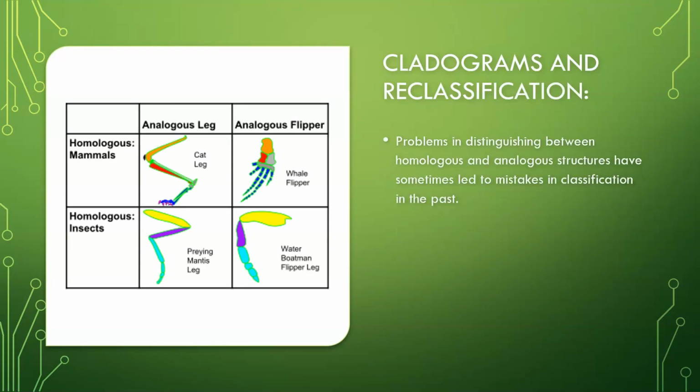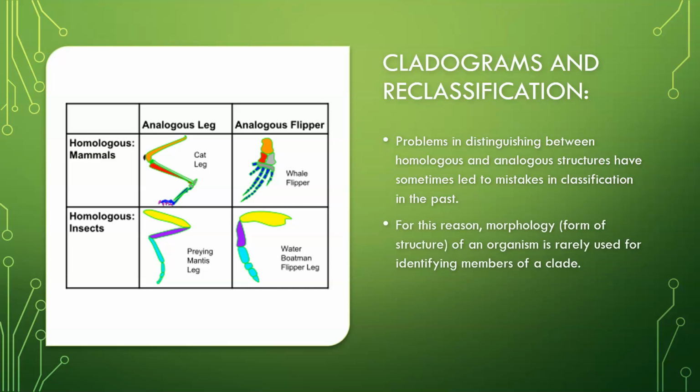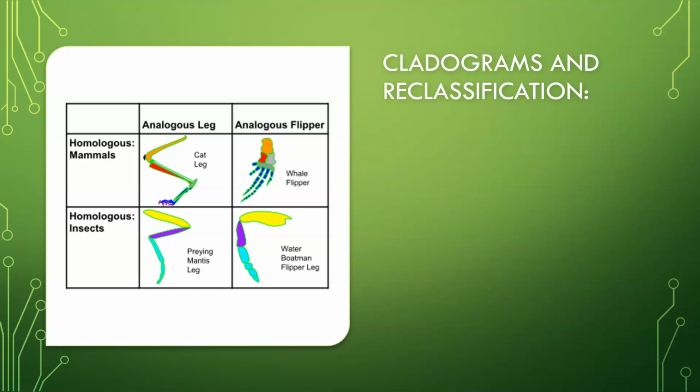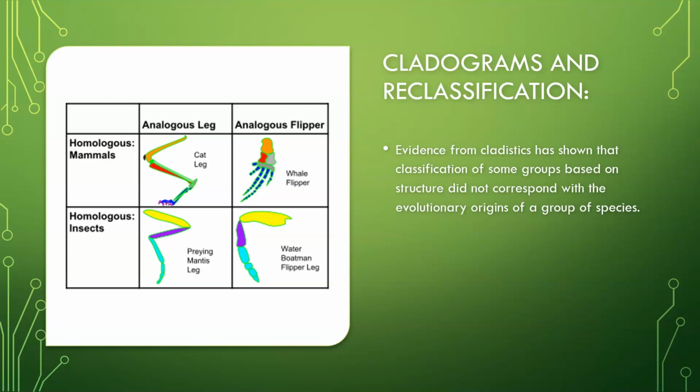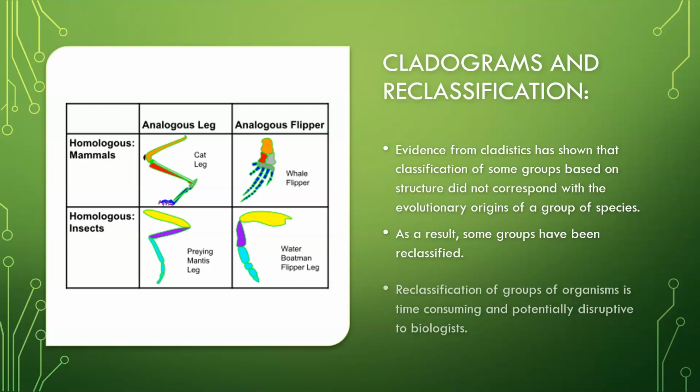Alrighty, cladograms and reclassification. So this whole concept of reclassifying due to new scientific developments. Problems in distinguishing between homologous and analogous structures have sometimes led to mistakes of classification being made in the past. For this reason, morphology, so the form and structure of an organism, is rarely used nowadays for identifying members of a clade. Molecular evidence is now much more commonly used. Evidence from cladistics has shown that classification of some groups based on structure did not correspond with the evolutionary origins of a group or species, and as a result, some groups have been reclassified.